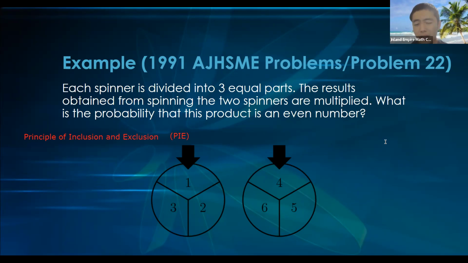So one way to do it is like that, but the other way to do it is to find the probability of the first spinner being odd and the second spinner being whatever. And then the second spinner being odd, the first spinner being whatever. And then both of the spinners being even, right? So that's basically another way to calculate it.